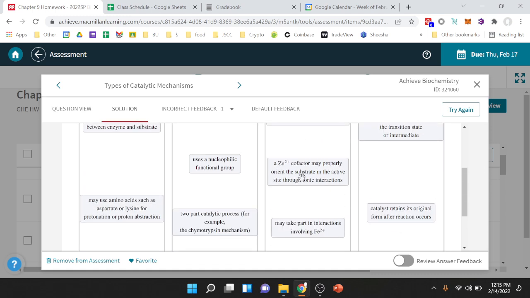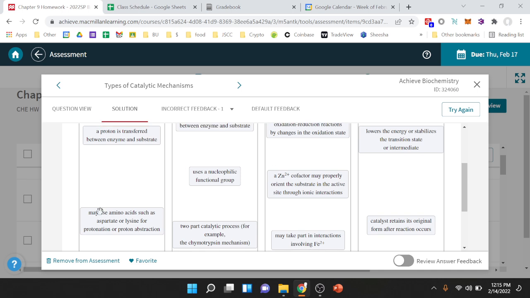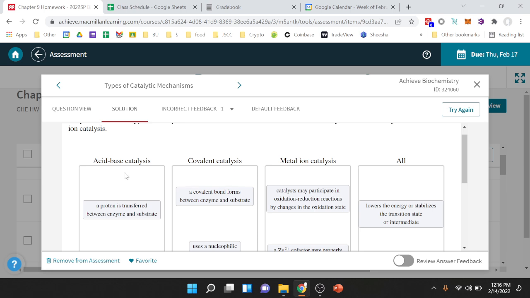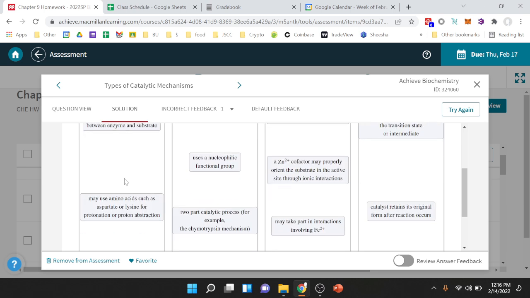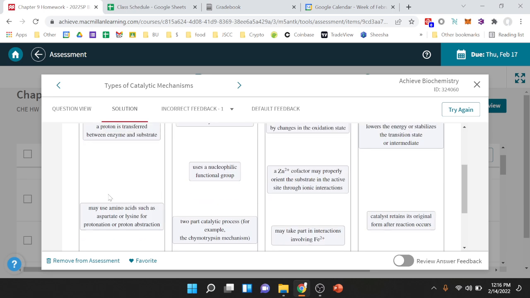Oops, I skipped some stuff. Sorry about that. Let's go back to the acid base real quick. Okay, so it may use amino acids such as aspartate or lysine for protonation or proton abstraction. First off, you only need to know what those look like, because it says protonation or proton abstraction.